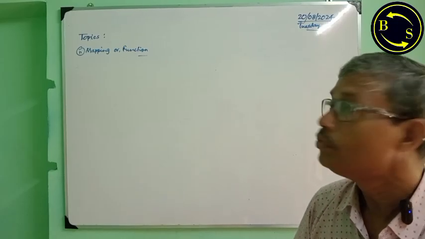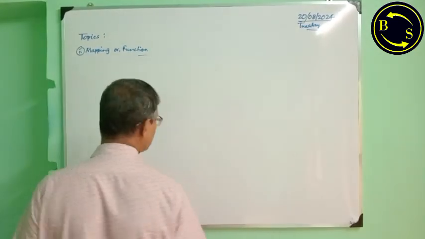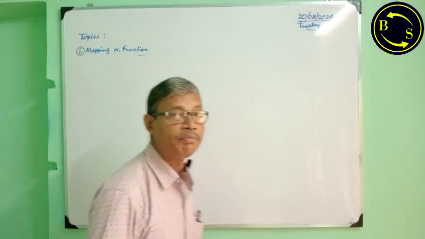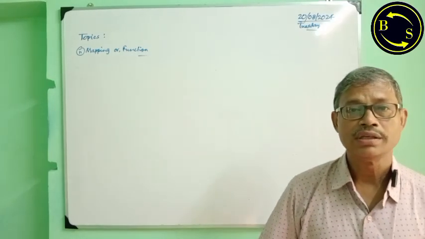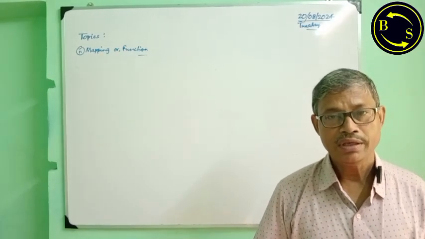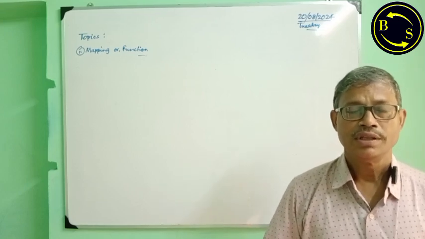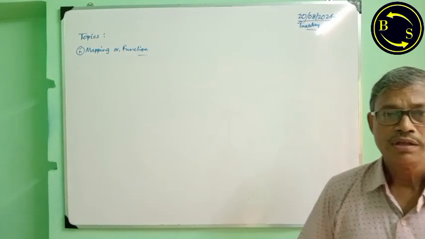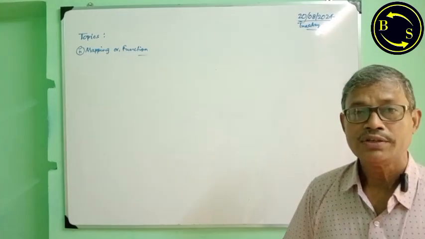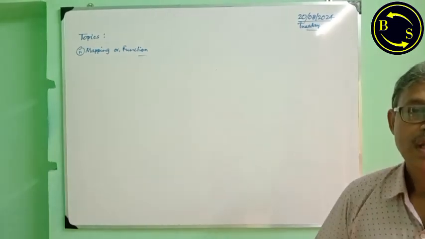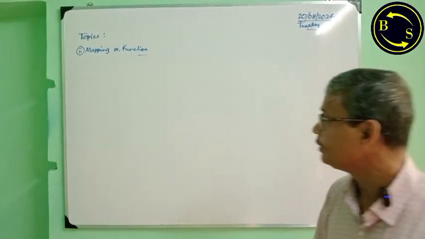Now we move to the next topic, that is called mapping or function. Actually, mapping or function is not a new thing. Mapping or function is a special type of relation. Therefore, it is not quite new. First, I draw a few diagrams or arrow diagrams. After that, I shall explain.